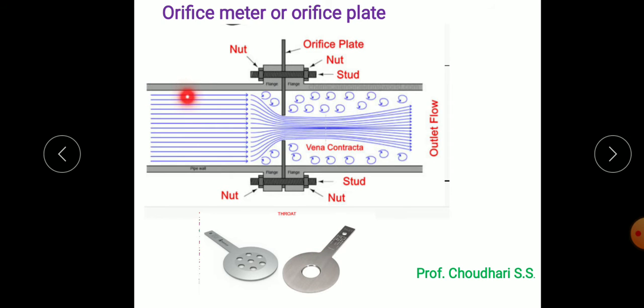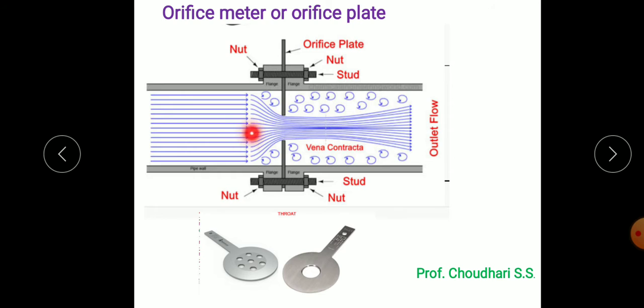As the water or any liquid is passing through the pipe, it will be along the streamlines. When the orifice meter is placed in this path, it causes restriction to the flow, and whatever pressure energy is available, that energy is converted into velocity. This means a pressure drop will occur across this orifice plate.